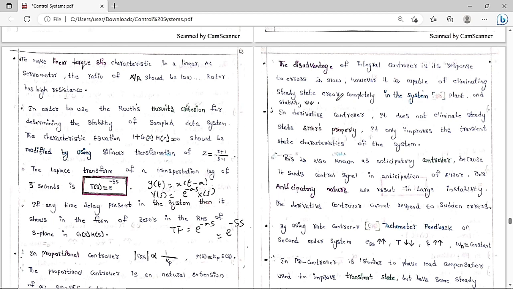The next point is, in a derivative controller, it does not eliminate steady state error properly.